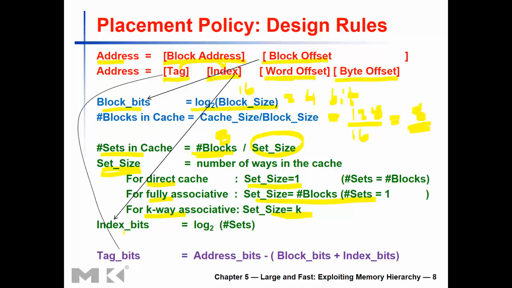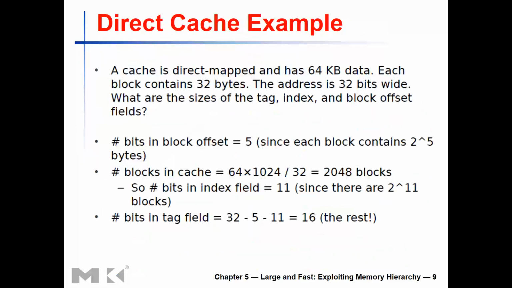And the number of bits for the index is the log of the number of sets. Okay, and whatever remaining bits from the address after the index and the block offset are the tag bits.